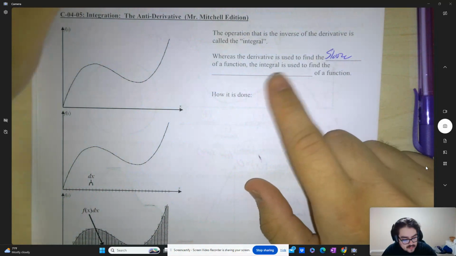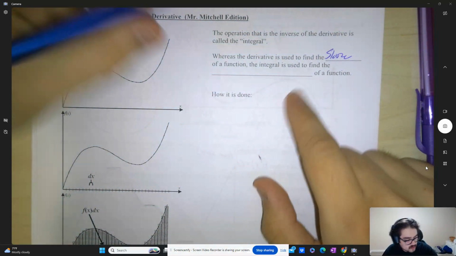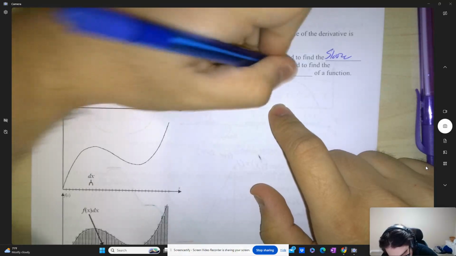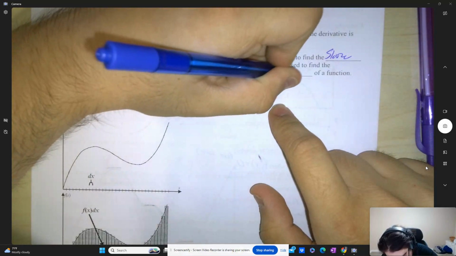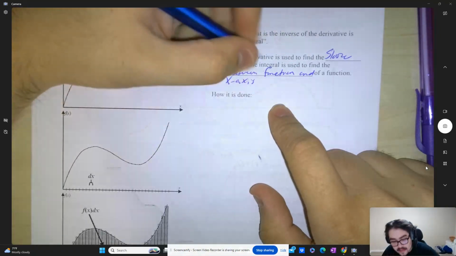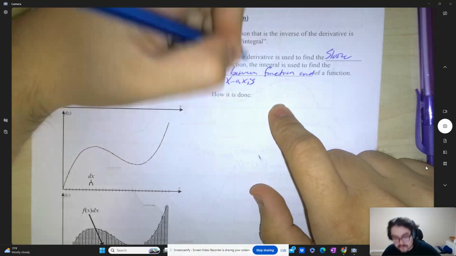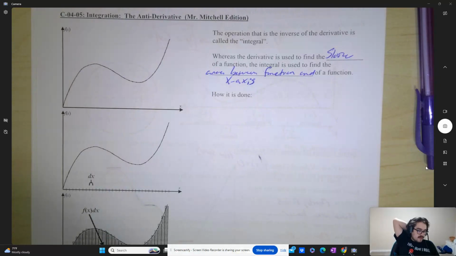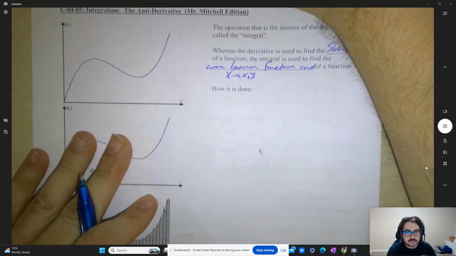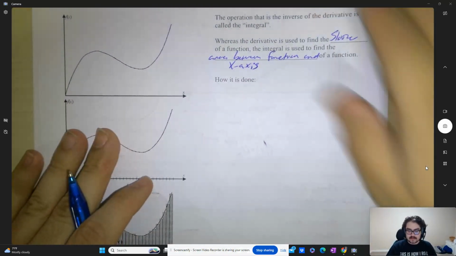However, the integral is actually the opposite, and the opposite of the slope of the function is the area between the function and the x-axis. Okay, and it can be negative or positive, right? We've seen negative and positive area before. So the integral can be negative or positive. Here's how we do it, and I really like the way that it's taught because, in my opinion, it makes a lot of sense to me.